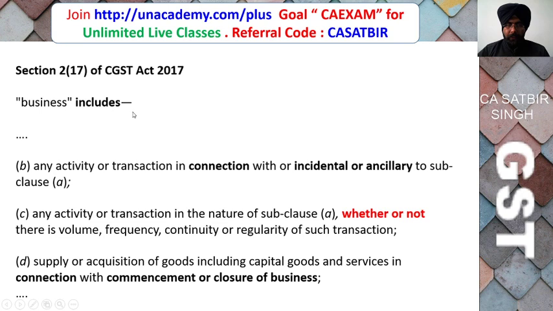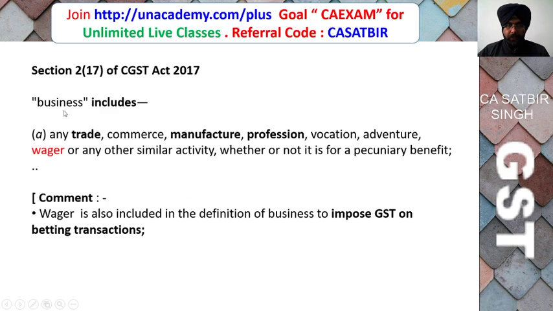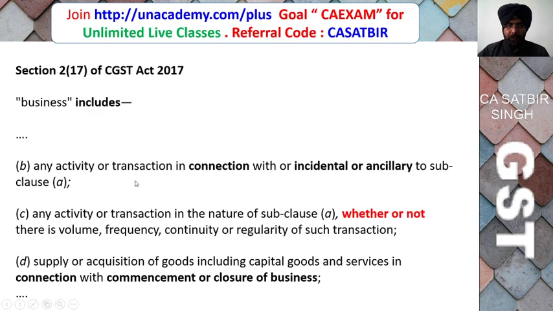The second item included in business is any activity or transaction in connection with or incidental or ancillary to sub-clause A. So if any activity is incidental to the activity of trade, commerce, manufacture, that will also be termed as business.